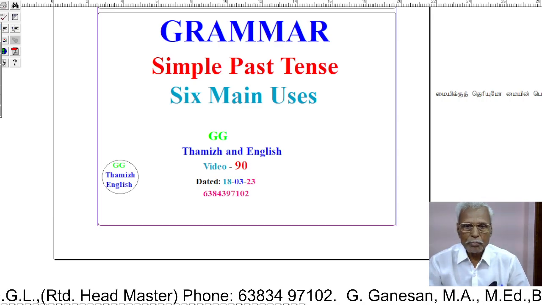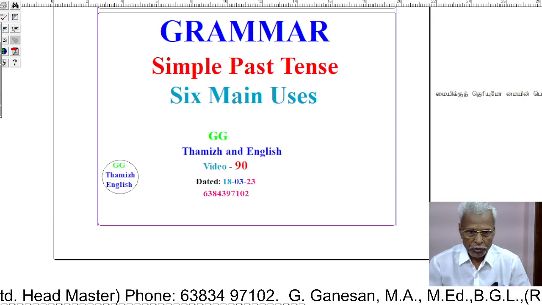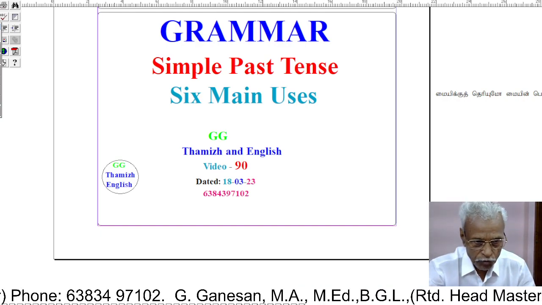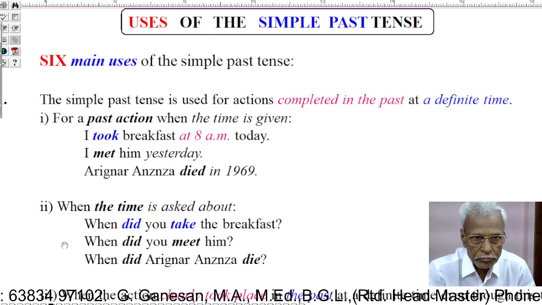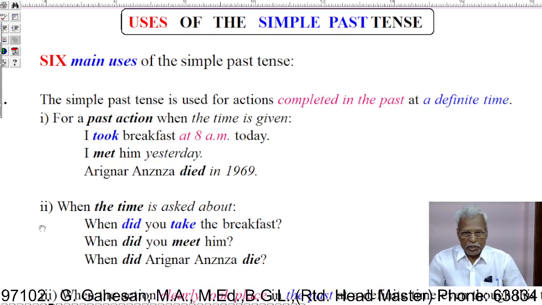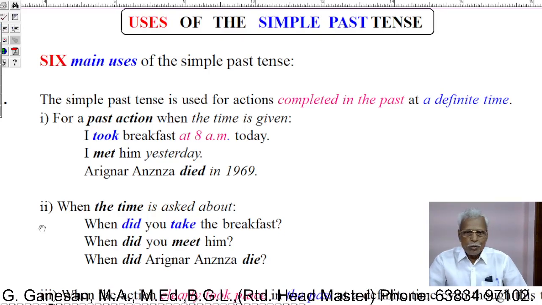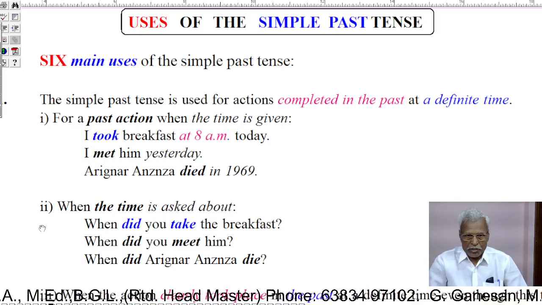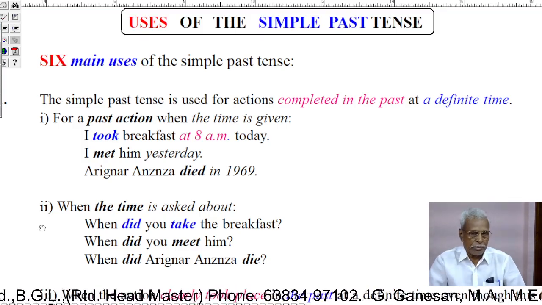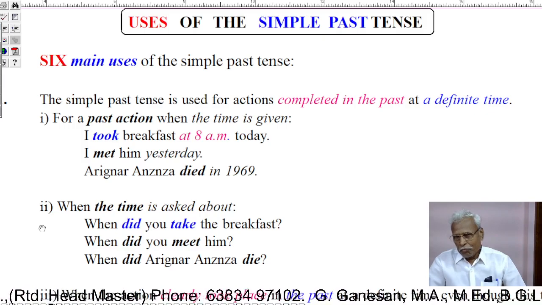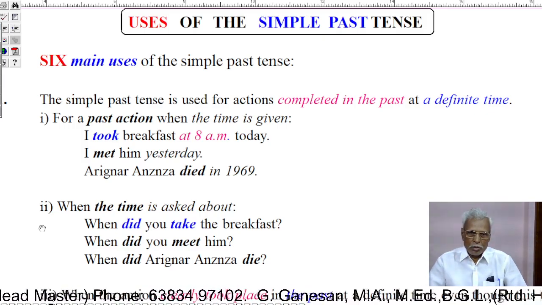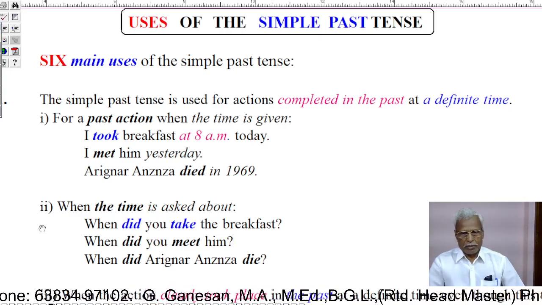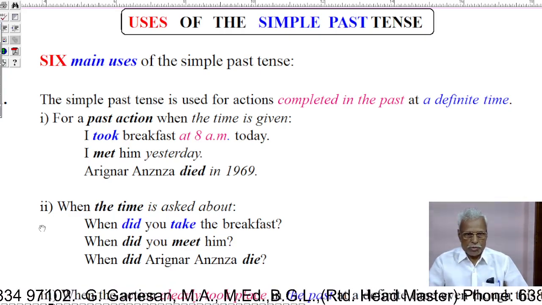Grammar, simple past tense, 6 main uses. Video number 90, dated 18/3/23. Uses of the simple past tense. That is, what are the main uses of the simple past? 6 main uses of the simple past tense. That is, here we are going to see in which ways we use the simple past to express the conditions of actions that happened in the past.